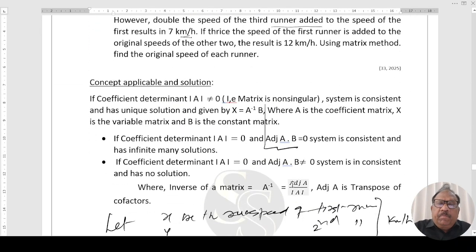First, make the equation: X equal to A inverse B. X is the variable matrix, A is the coefficient matrix, B is the constant matrix. And A inverse is adjoint A upon determinant A. First of all, we have to find the determinant A. If determinant A is not equal to 0, the matrix is non-singular and the system is consistent with a unique solution. वो find out कर लिया. If determinant comes out to be 0, then A inverse does not exist. If adjoint A into B equal to 0, system is consistent and has infinitely many solutions. Similarly, if adjoint A into B does not come to be 0, system is inconsistent and has no solution. Right? Next question.